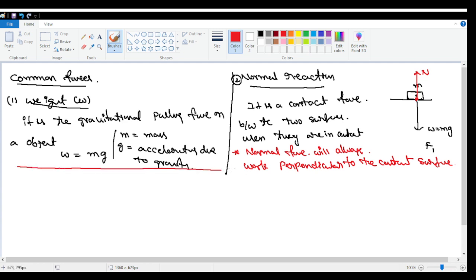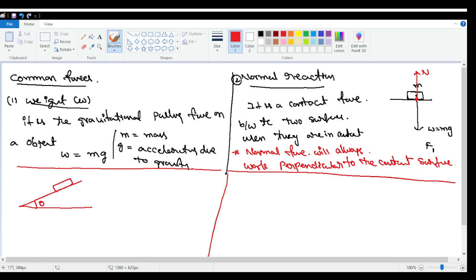The horizontal surface case, you may not have any doubt about. Let me take one inclined plane, and you will get it easily. Let me take this object on a surface with an inclination, where the angle is theta, and the object is lying on the inclined plane.